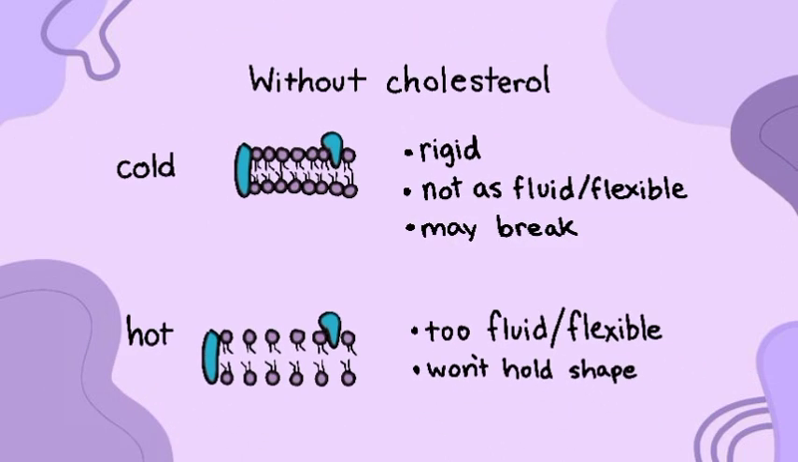Without cholesterol, the phospholipids in our cells will start to get closer together when exposed to cold, making it more difficult for small molecules like gases to squeeze in between the phospholipids like they normally do. Without cholesterol, the phospholipids also start to separate from each other, leaving large gaps.